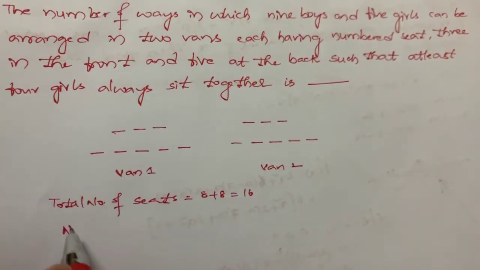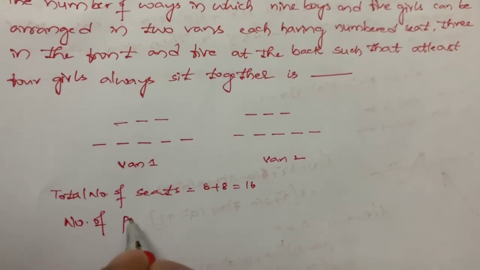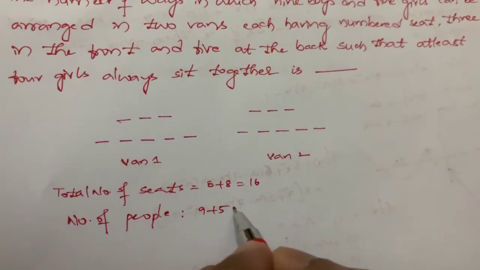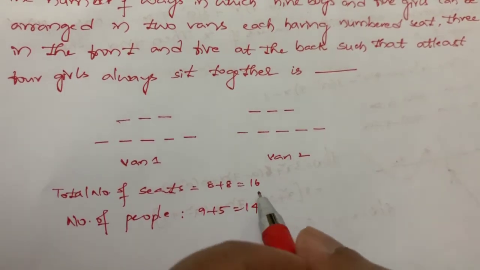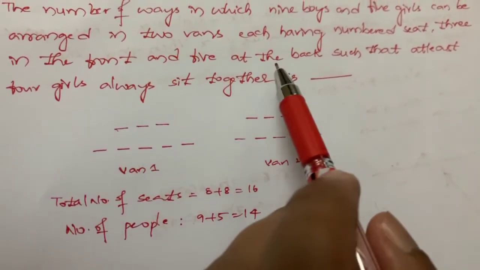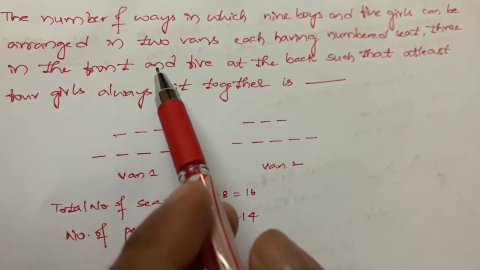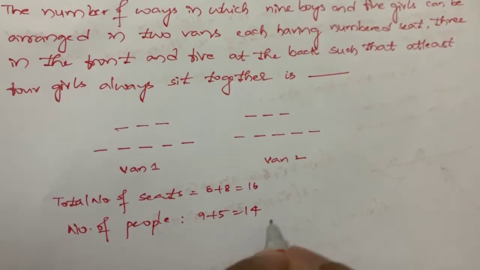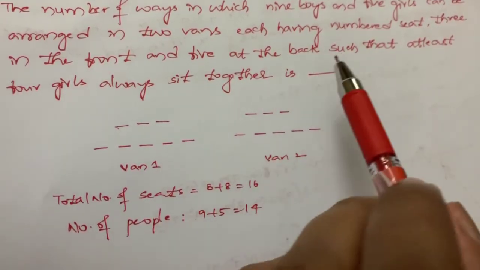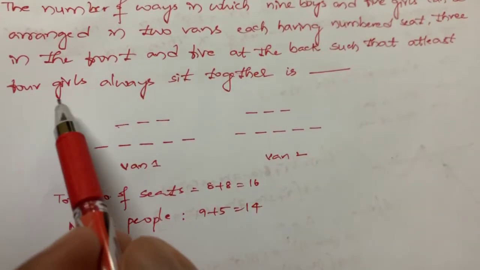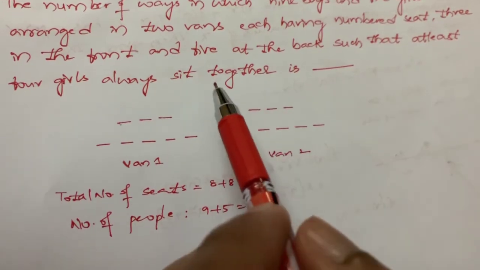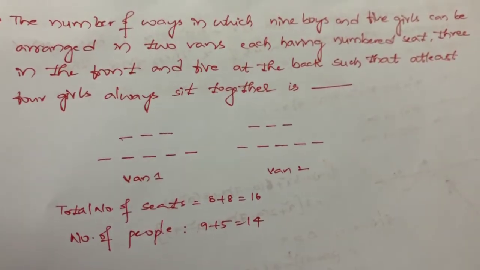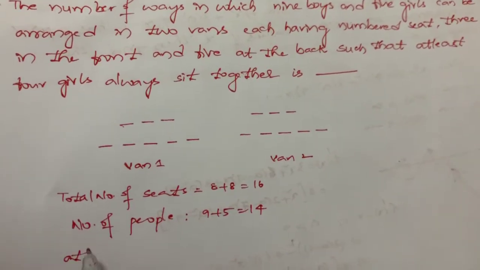So, the number of people we have to accommodate is 9 plus 5, 14. If this condition is not given, and the question is just the number of ways in which they can be arranged, then we can write it in a different manner. But here they are saying at least 4 girls should always sit together. So, what is the meaning of that? At least 4 girls should sit together.